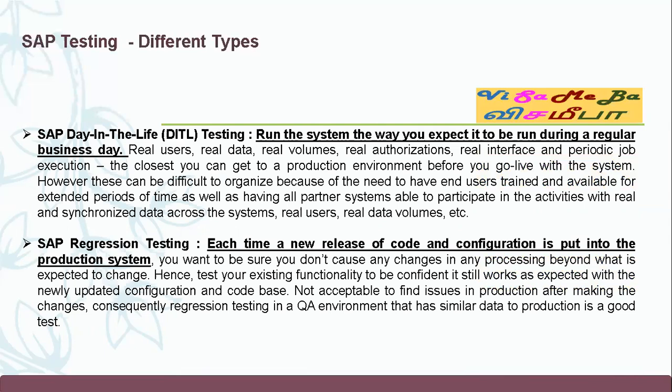SAP regression testing: each time a new release of code and configuration is put into the production system, the SAP team wants to make sure that these changes do not harm the system or slow down the system. So they do regression testing to find out how the newly updated configuration and code is impacting the system.